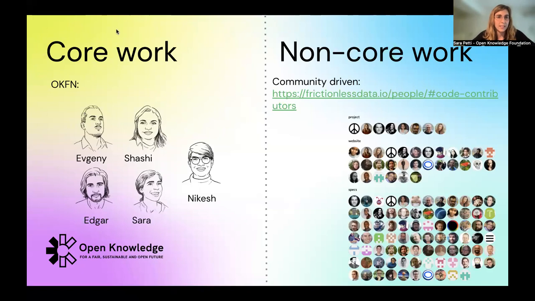So we're trying to think together with the rest of the team how to explain how the decision making works. For us, the project is divided into two parts: one is the core work and one is the non-core work, and I'll get into details about what that means later on. Since Open Knowledge Foundation is supporting parts of the development of this project with some funding, there is what we call core work, which is led by the team at Open Knowledge Foundation: Evgeny, Sassi, Edgar, myself, and Nikesh, who actually just joined the team as well.